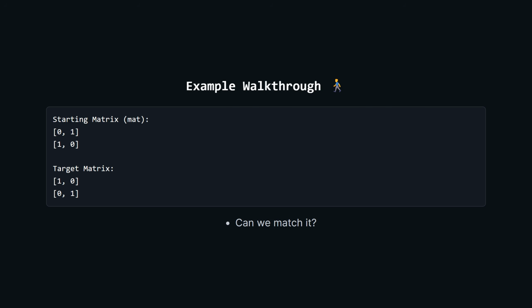Let's look at a quick example. Imagine a 2x2 grid. The top row has a 0, then a 1. If we imagine picking that grid up and turning it 90 degrees to the right, that 0 on the top left swings over to the top right. The 1 on the top right swings down to the bottom right. If we do that just once, it perfectly matches the target matrix shown here. So for this example, the answer is true.